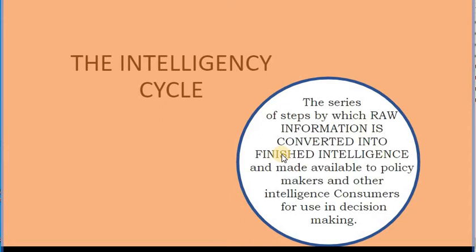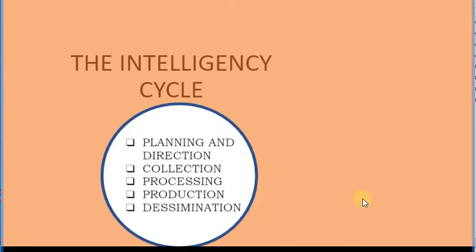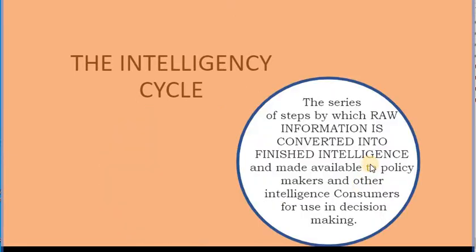So, what is the intelligence cycle? It is the series of steps by which raw information is converted into finished intelligence and made available to policy makers and other intelligence consumers for use in decision making. As we discussed last week, intelligence is the product of the process. When our raw data and information are processed and come up into a product, that is what we call intelligence.